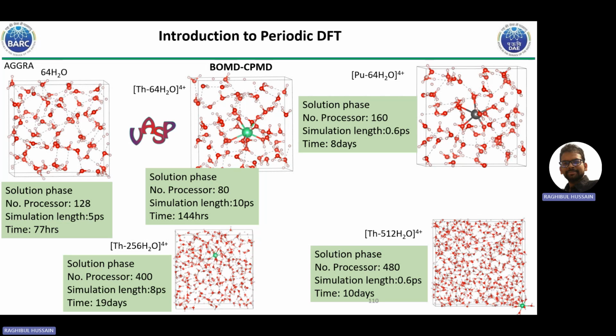Plutonium, it is a heavy element. Okay, you just see, I have run 8 days. It has gone only 0.6 picoseconds. So life is so slow, is it or not? But life is so accurate also. Okay, so now you have to trade off between the slowness and accuracy. So do you want to go with accuracy or do you want to go with slow?